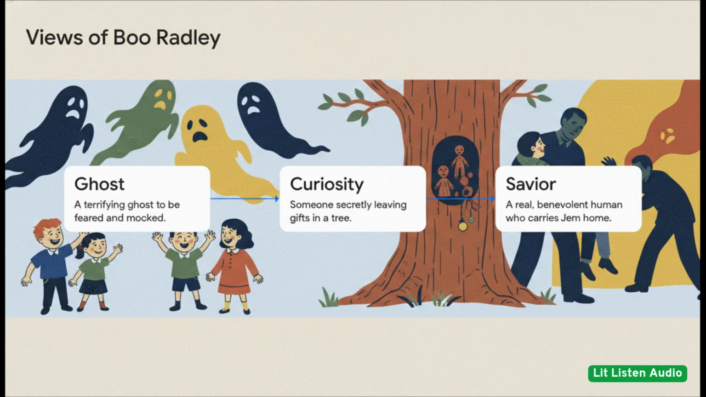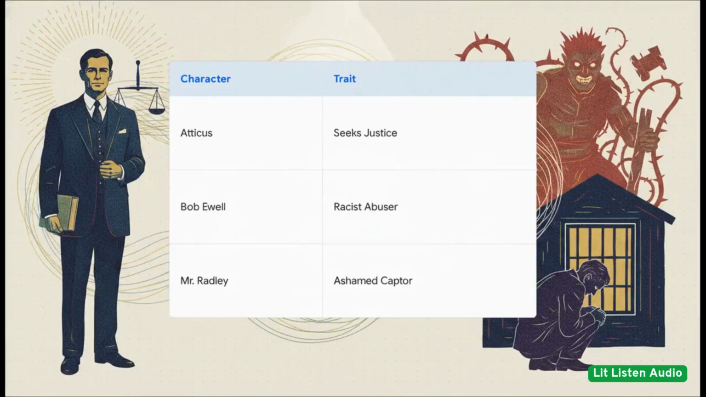Step 1. Back in their innocent, sheltered childhood, he's just a terrifying ghost to be feared and mocked. Step 2. Curiosity starts to replace that fear when they realize someone is secretly leaving them gifts. The carved figurines and trinkets in the tree. And Step 3. When Bob Ewell attacks them, Boo actually emerges in the flesh as a real, benevolent human savior who literally carries Jem home. This massive progression from fear to profound empathy proves the children's moral growth. And this brilliantly illustrates the concept of character foils.